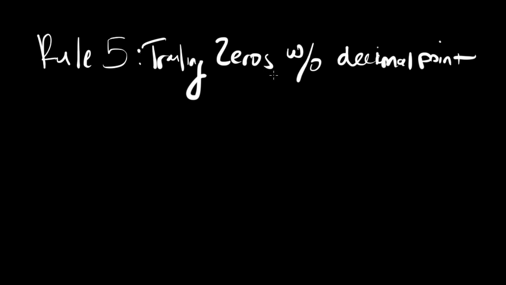The last rule is rule 5. Rule 5 is that trailing zeros without a decimal point aren't significant. So rule 5: trailing zeros without a decimal point aren't significant.